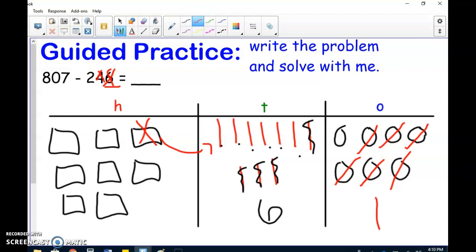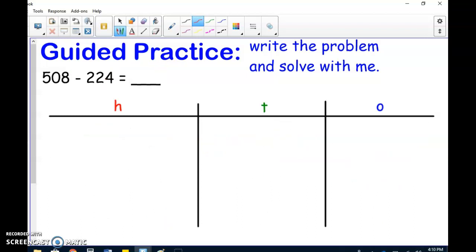And now I need to take away 200. 100, 200, and I'm left with 1, 2, 3, 4, 5 hundredths. So 807 minus 246 is equal to 561. Got it? Let's go on to our last guided practice problem.